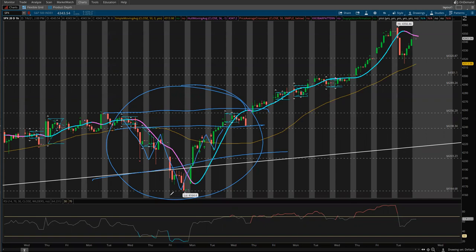So we have a clear measured move right here from 4164 to 4256. One thing you can do is just calculate the difference between those two. What is that? About 90 points, right? And then how do you play an inverse head and shoulders? Well, you could project that 90 points to the upside. Where would that get us? 4256, 4356.